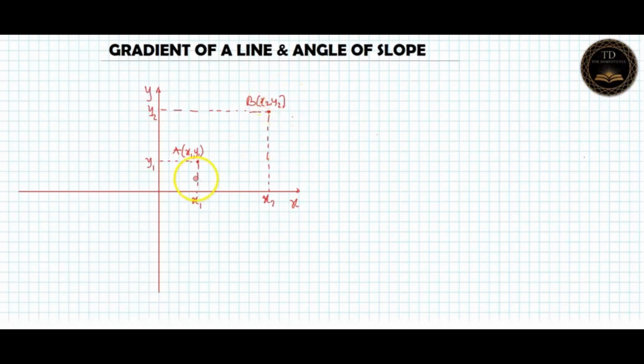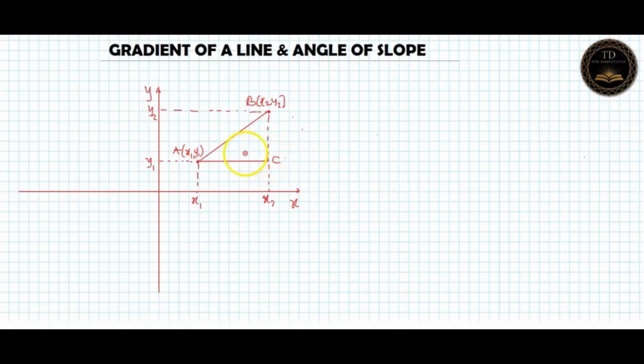Okay, so we're interested in the gradient of the line joining the points A to B. So let's link them up. And then, like we did before, I would just connect this line from here to here.